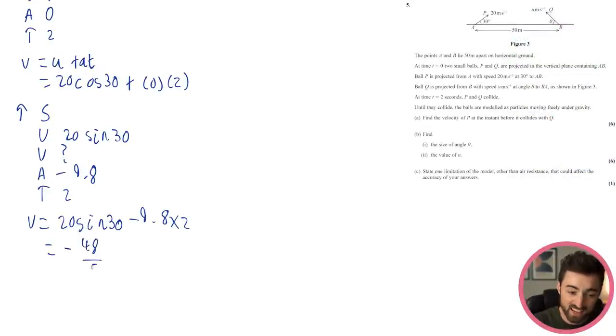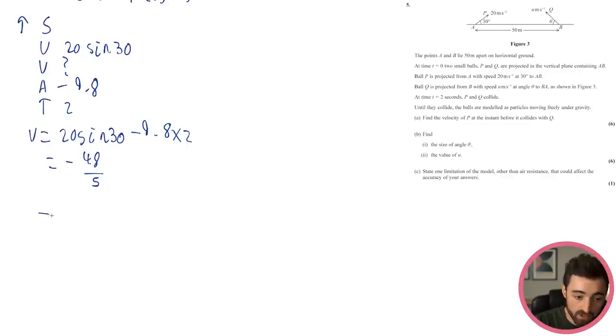Does it make sense that it's negative? Yeah, it can easily be negative. That would just mean that P is at the point where it's going back down again. But yeah, V being negative is allowed. So at this point, what's going on? We've got some horizontal velocity going this way, which is 20 cos 30. We then have 48 over 5 going downwards because it's negative. So the resultant is just going to be the hypotenuse of this triangle here.